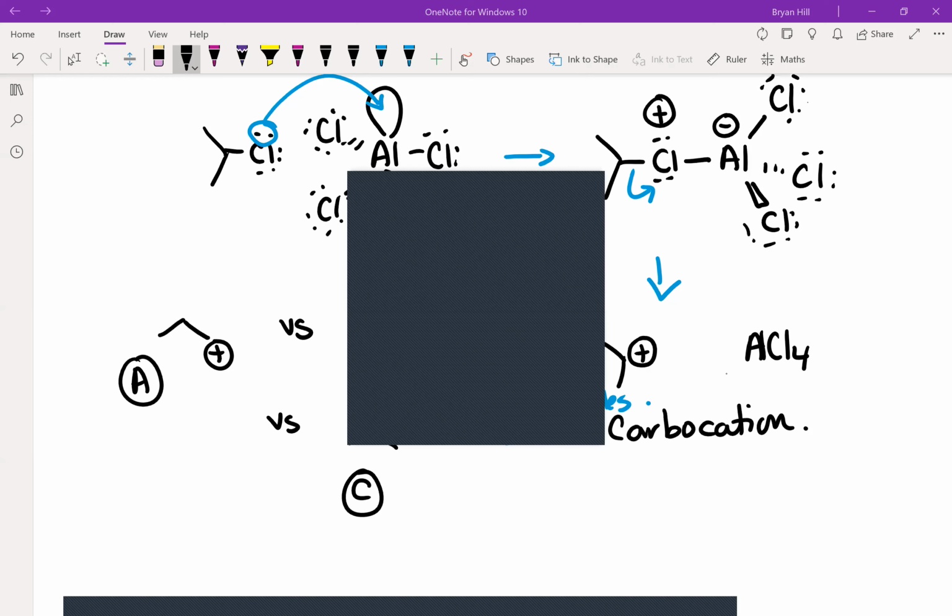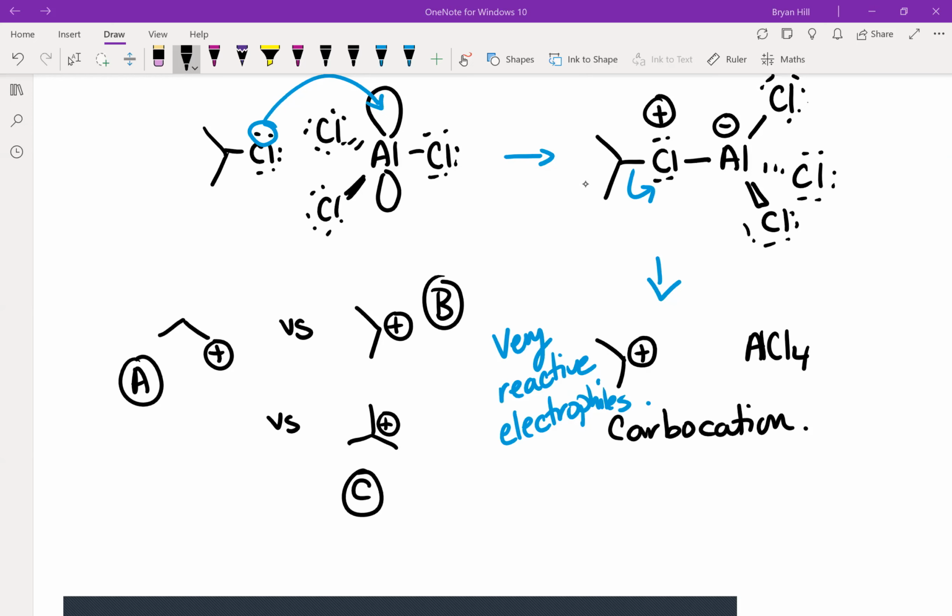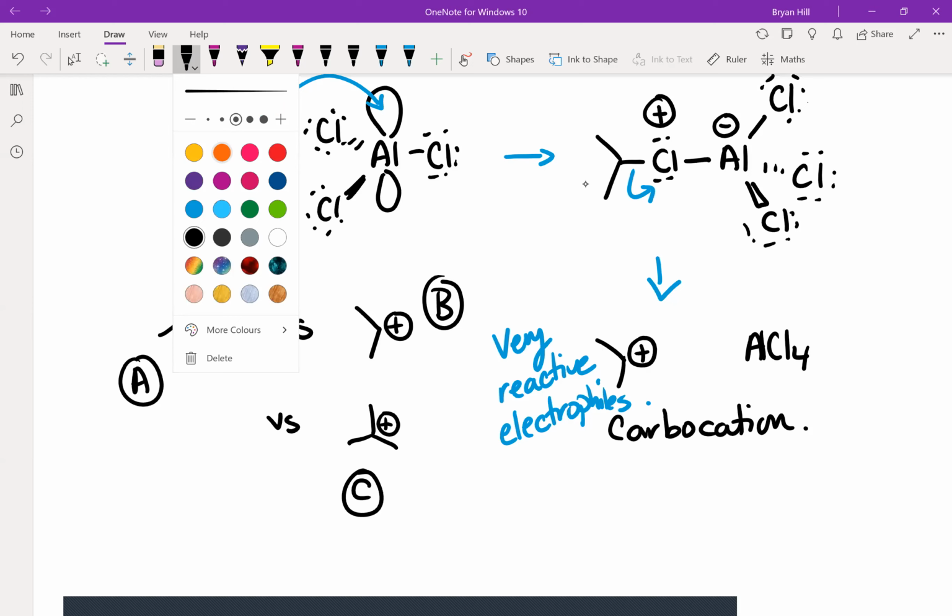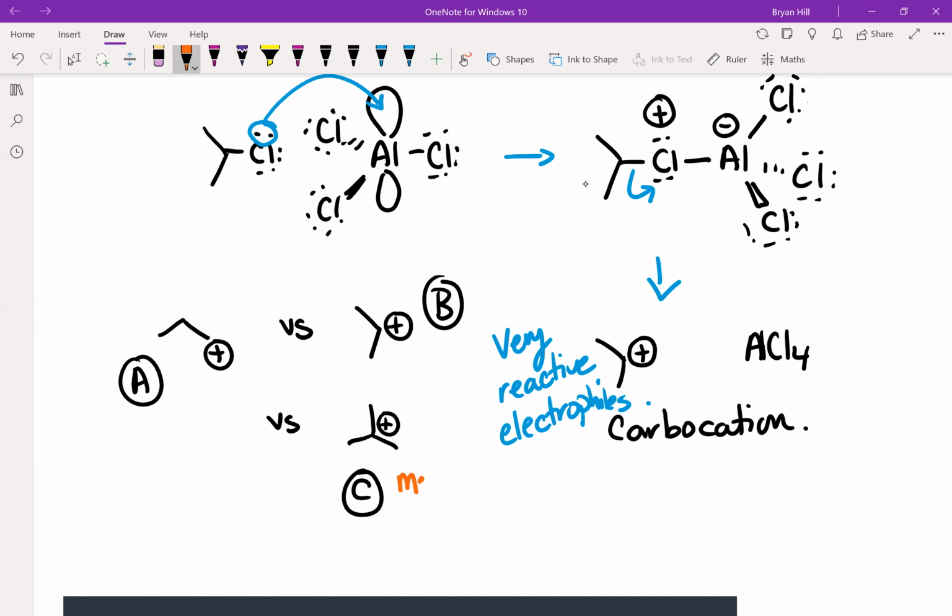Okay, so carbocation stability. The larger the number of alkyl groups we've got, the more stable it is. So C would be the most stable. This would be the least, because of these groups all donate inductively. And then there's hyperconjugation as well.